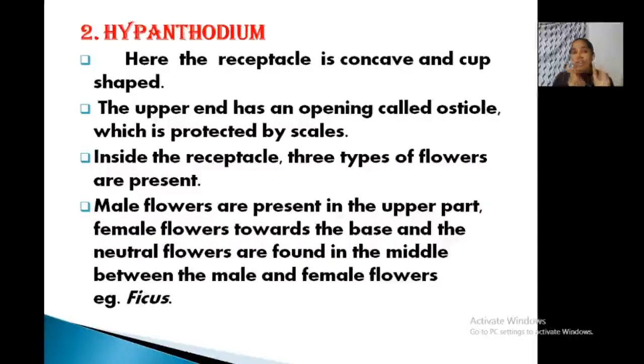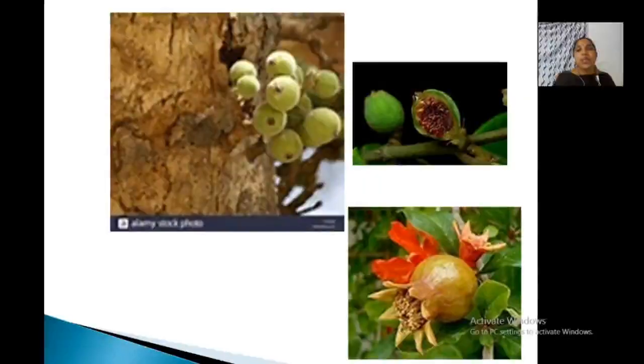So, flowers are of three types. What are they? Male flowers, female flowers and neutral flowers, meaning not male and not female. So, this is the condition. Usually, the female flowers are at the basal part, then male flowers at the apex part, and in between you can see the neutral flowers. So, hypanthodium is a special type. The receptacle forms a cup, and it has an opening, the ostiole. The flowers are arranged inside the cup, female at the base, male at the top, and in between are neuter flowers. Clear?